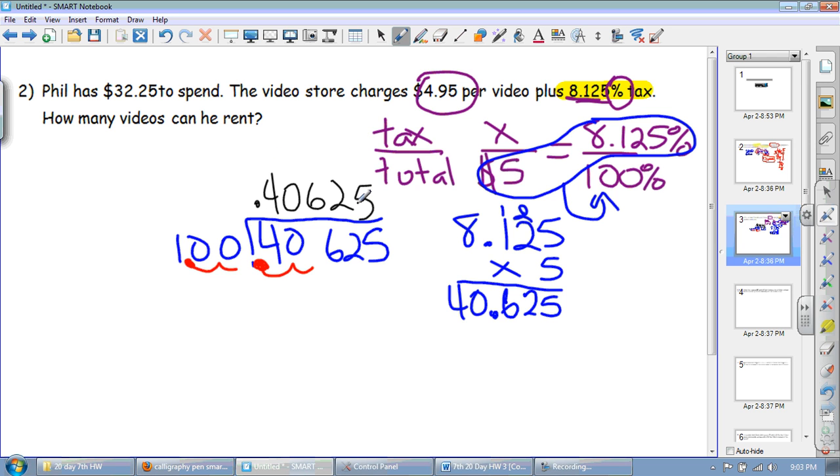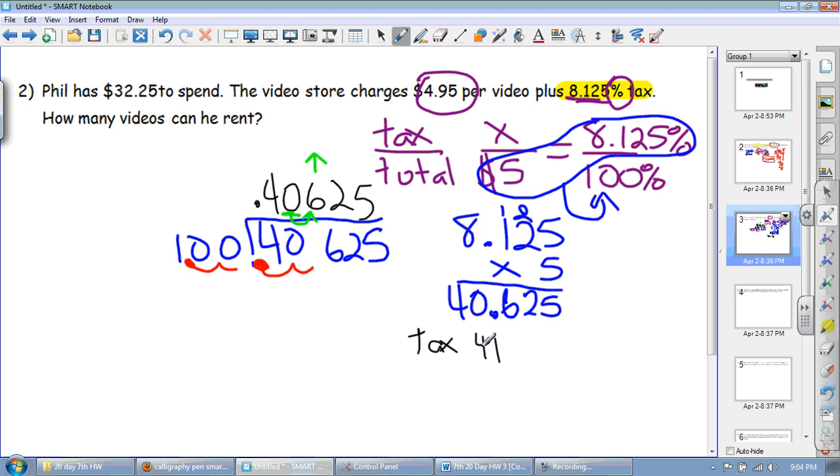But now, since this is money, because we're talking about the tax, we don't need all these decimal places. Money only goes to the second decimal place. So we can round by looking at the number next to it. If it's 5 or more, this would get rounded up. So 40 would become 41. So we can say we have a tax of 41 cents.